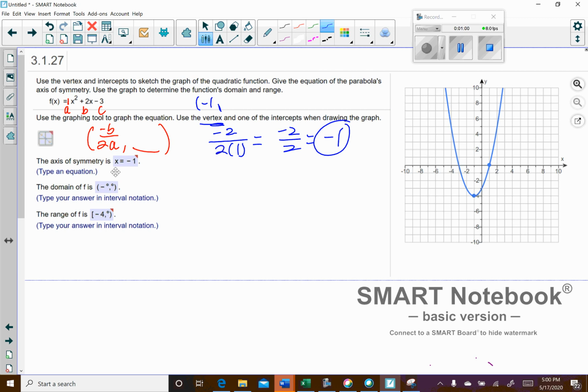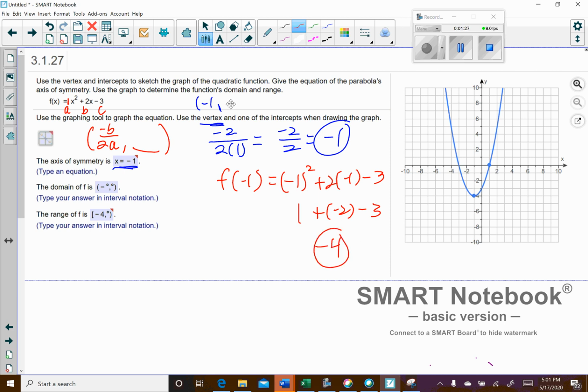And that's actually what the axis of symmetry is, and that's what you got right there. That's good. But let's go ahead and figure out the y value that goes with this. So what we're going to do here is evaluate the function at negative 1. So we'll have negative 1 squared plus 2 times negative 1, and then minus 3. So let's see, we get 1 plus negative 2 minus 3, which, yeah, is negative 4. So it looks like we have that correct right here.